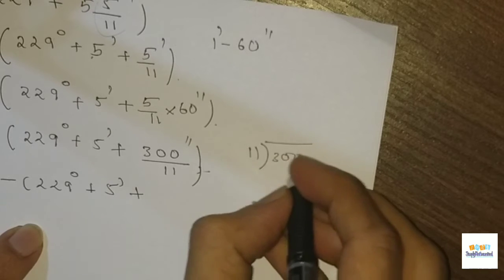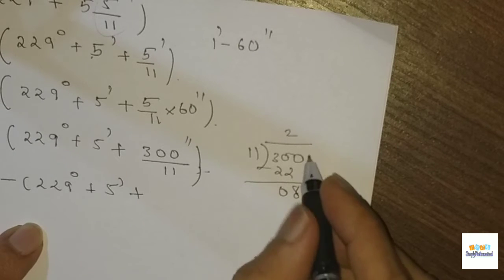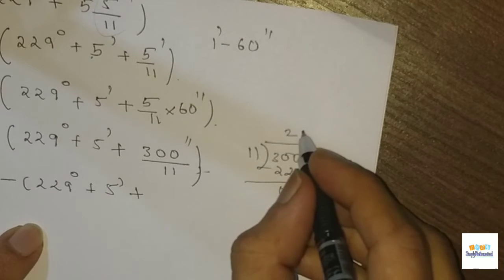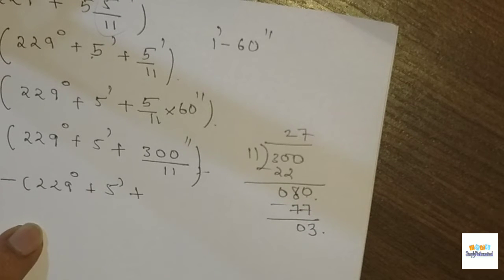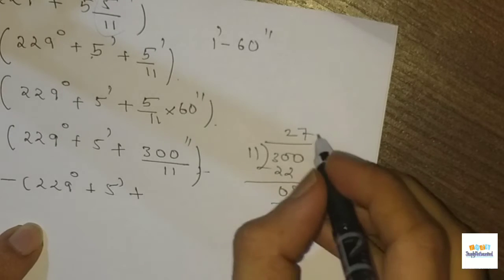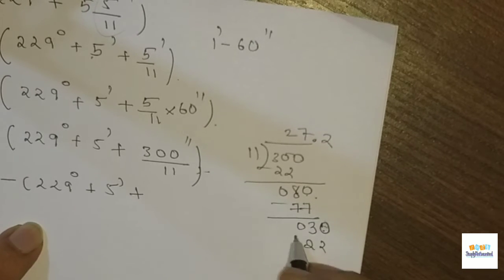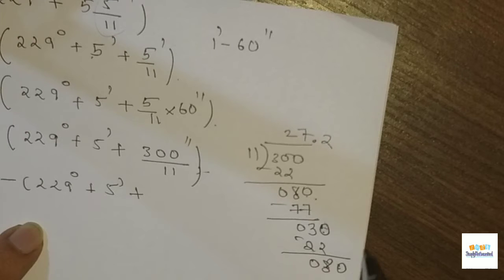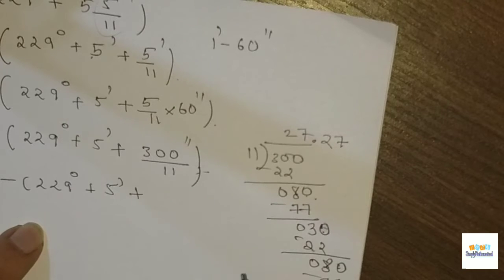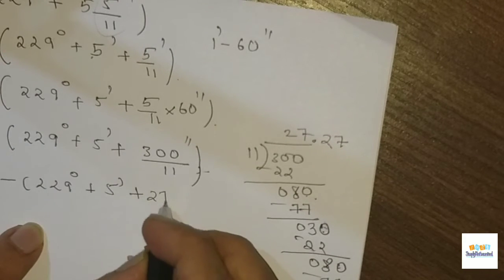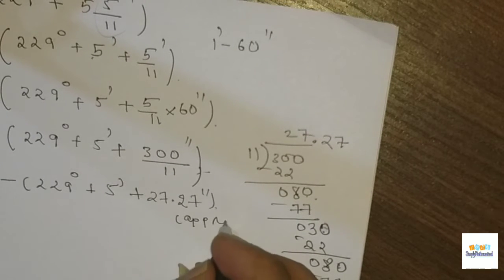So 11 2s are 22, right? 8 remains, 80 if we borrow 0 down here, then 11 7s are 77. 3 remains, right? Then if we add 0 and we take a decimal point here, then 11 2s are 22, 8 remains, again you take 0, so 11 7s are 77. 3 remains. So what is the answer here? 0.27 seconds. This is approximately.